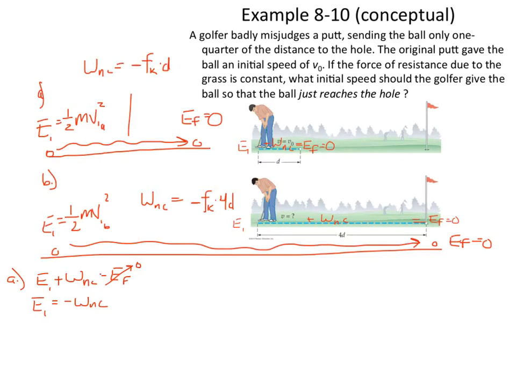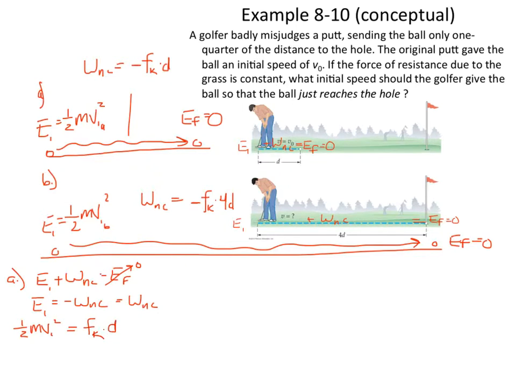So that means the initial energy has to equal the negative non-conservative work, and negative work is just going to be the non-conservative work. All right, Fk times the distance. All right, so energy initial, what kind of energy does it have initially coming off the putter right here? Well, it doesn't have potential energy. There's no up or down or anything, so it's all going to be kinetic. So 1/2 m v initial squared equals the non-conservative work that is done. That is Fk times d. Fk times the distance right there.